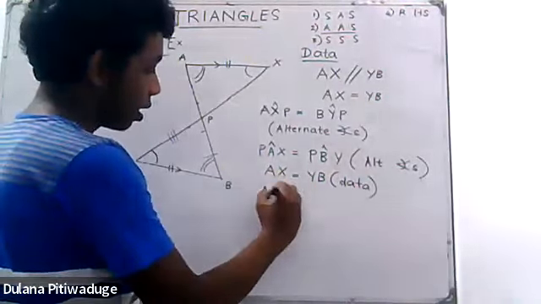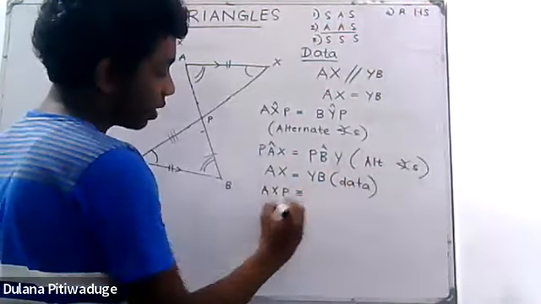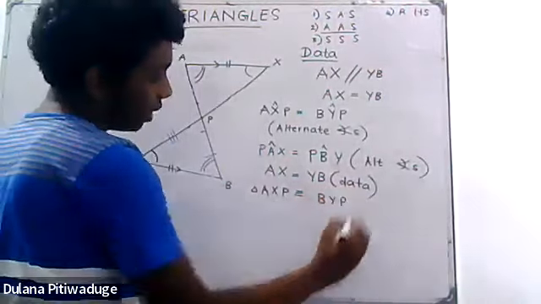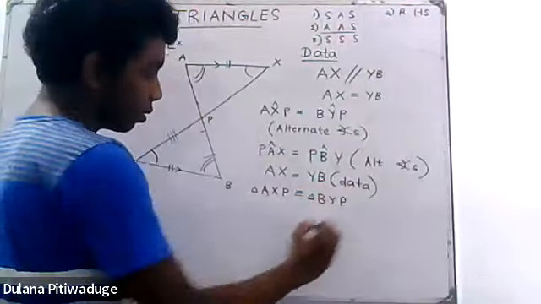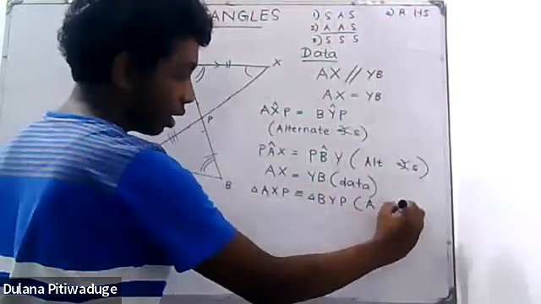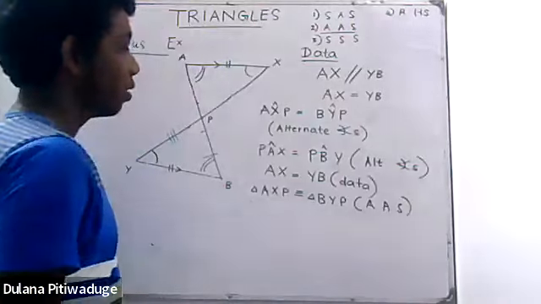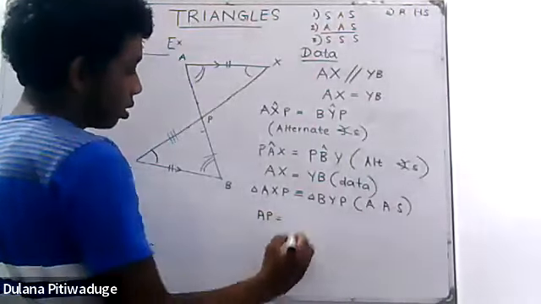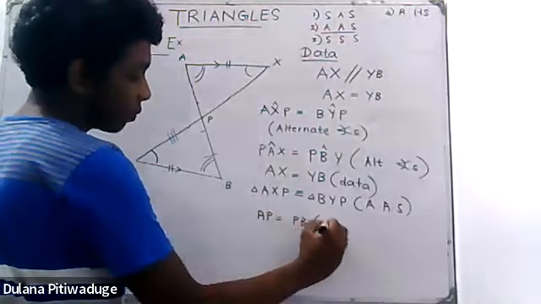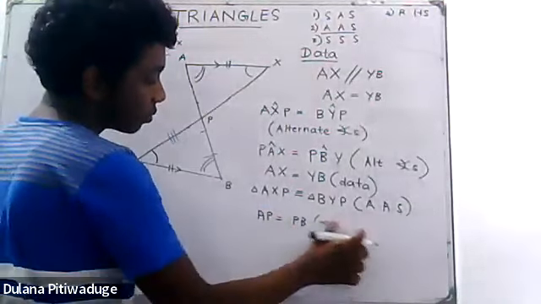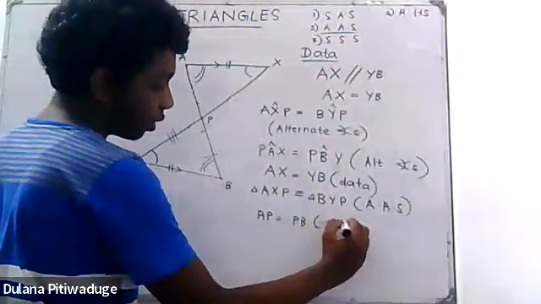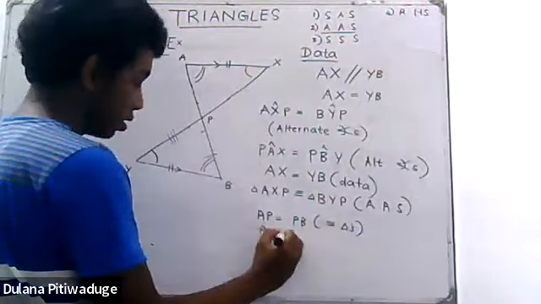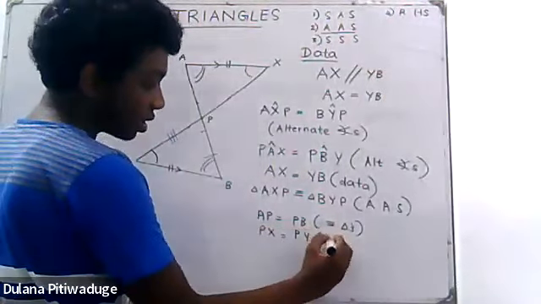Triangle AXP is congruent with triangle BYP. Condition AAS. Therefore, by their congruency, you can say that AP is equal to BP. The reason: congruent triangles. Similarly, this side PX is equal to PY. The same reason, congruent triangles.